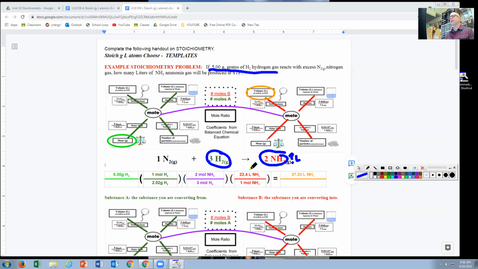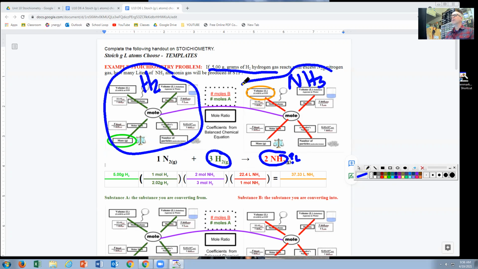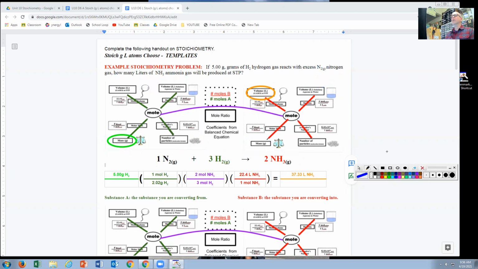So if we start this question off, we have 5 grams of hydrogen. We're going to start here. This whole map up here belongs to hydrogen. And we're looking for the number of liters of ammonia. So this whole map over here is ammonia. And the bridge to get from one map or one city to the other is by connecting the moles through this mole ratio. But I'm going to erase all that and we'll start over.